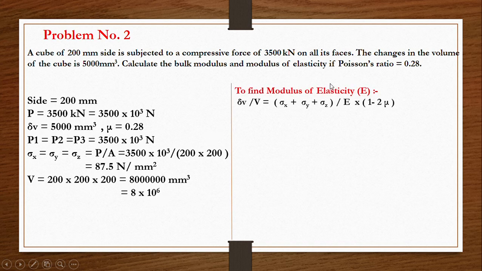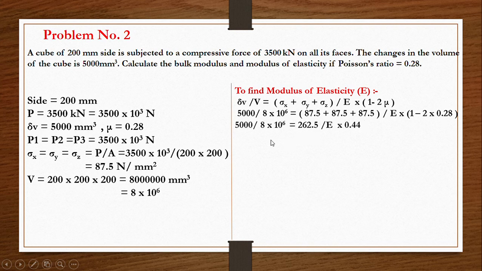As we have to calculate the modulus of elasticity, we know the volumetric strain is equal to delta V divided by V, which is equal to (sigma x plus sigma y plus sigma z) divided by E into (1 minus 2 mu). Substituting the values, delta V is 5000 and V is equal to 8 into 10 raised to 6. By putting these values in this equation, the value of E is 1.848 into 10 raised to 5 Newton per m square.